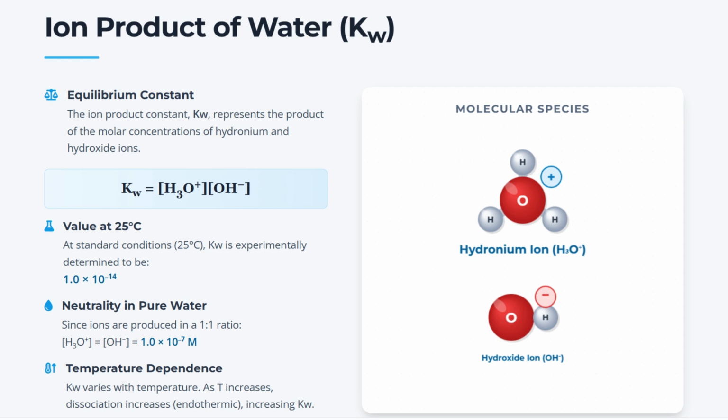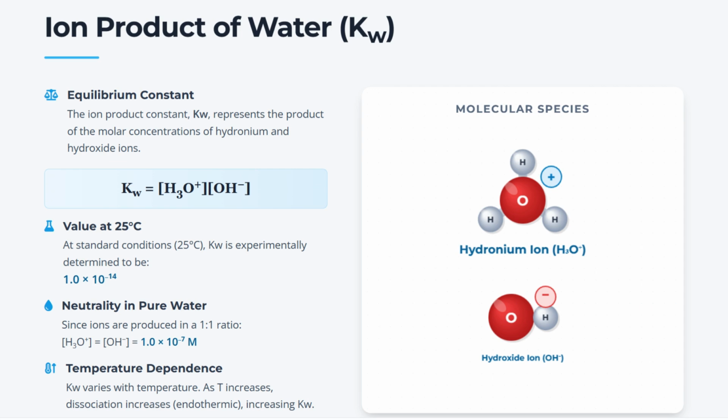But it's not always constant. There's temperature dependence. K_W varies with temperature. As temperature increases, the dissociation reaction increases because it's endothermic, which means it absorbs heat. This causes K_W itself to increase. The slide also labels the two key molecular species involved, the hydronium ion and the hydroxide ion. This process has a special name.